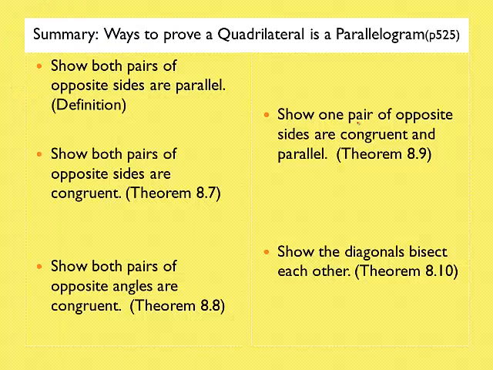That means, again, all the properties hold true for a parallelogram. So, summary of ways to prove a quadrilateral is a parallelogram. One way, show both pairs of opposite sides are parallel. Show both pairs of opposite sides are congruent. Show both pairs of opposite angles are congruent. Show one pair of opposite sides are congruent and parallel. Show the diagonals bisect each other. And we also know consecutive angles are going to be supplementary. That's one more thing.